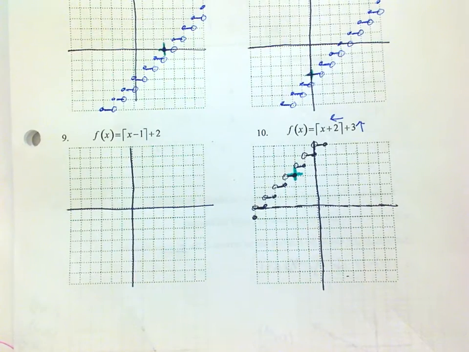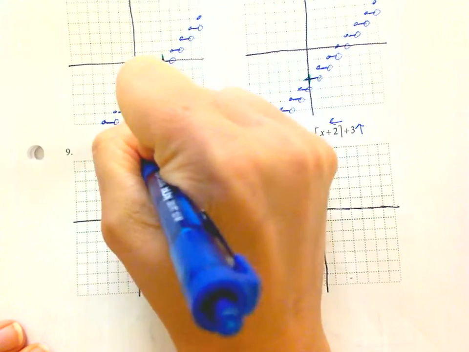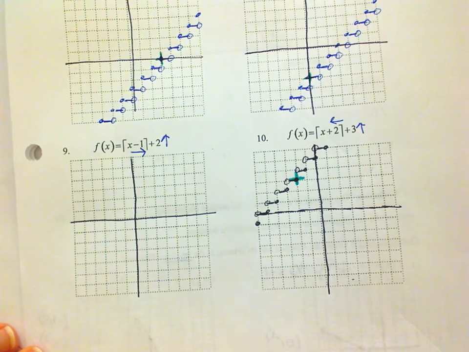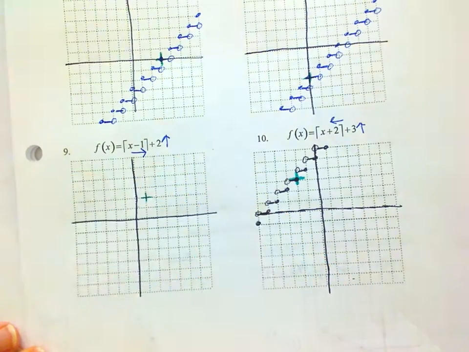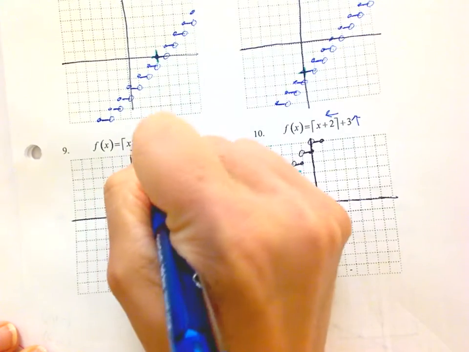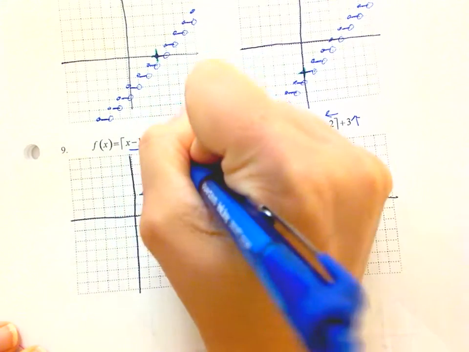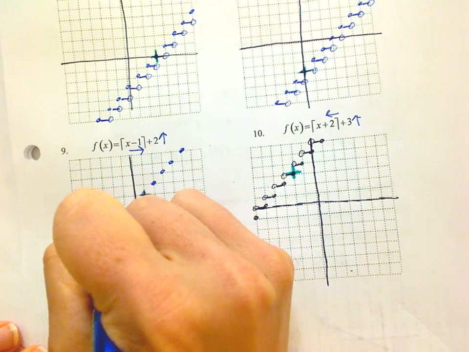Hopefully looking at this, you realize that we need to be going up 2 and right 1. That will be my new center. Up 2, right 1. And then I can make my graph. Straight up the diagonal with solid dots.